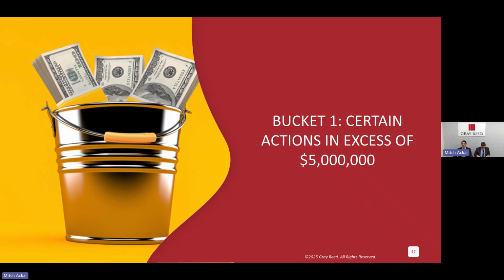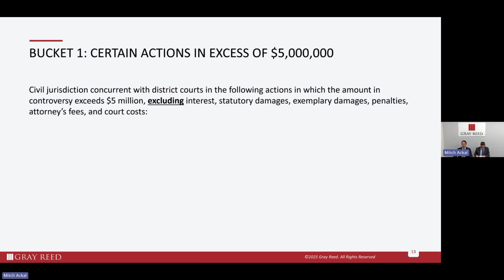So the first bucket, these are going to be certain actions where the amount in controversy exceeds $5 million. So that is the first element that you've got to tick off in order to get into the business court under this bucket. And that $5 million excludes your attorney's fees, court costs, penalties, all kind of things other than your actual damages.